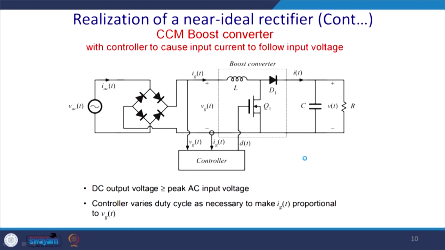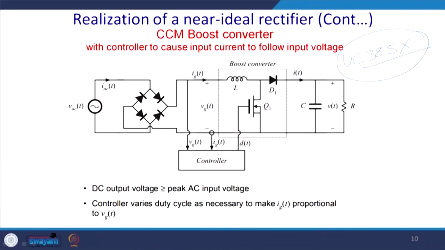So, ultimately this is the overall circuit. I request the students to go through the one data sheet of the Texas Instruments UC3855X, where X can be 5, 5, 6, and so on. This is the data sheet for the chip, this controller, that will ensure this power factor correction technique as well as the low THD.